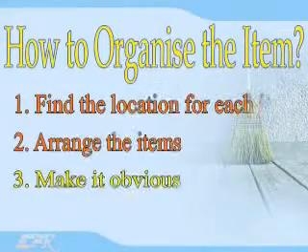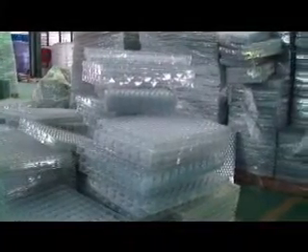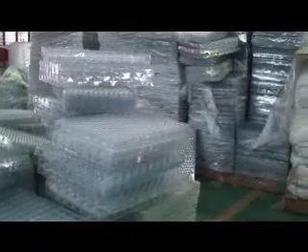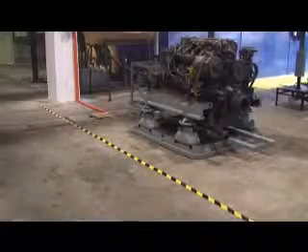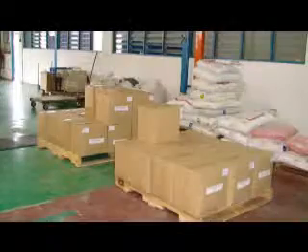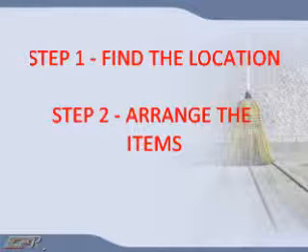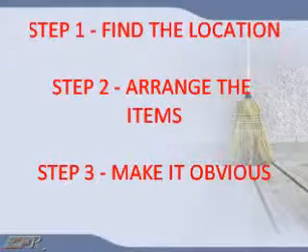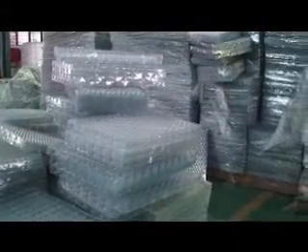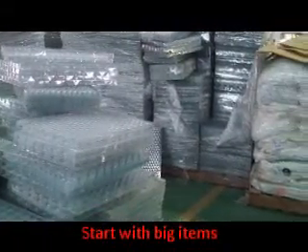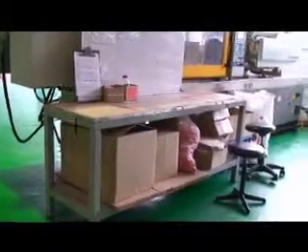So, what is the best way to organize the items? To find the location for each item, start with big items first. Find the place for big items, for example, machines, workbenches, racks and pallets.